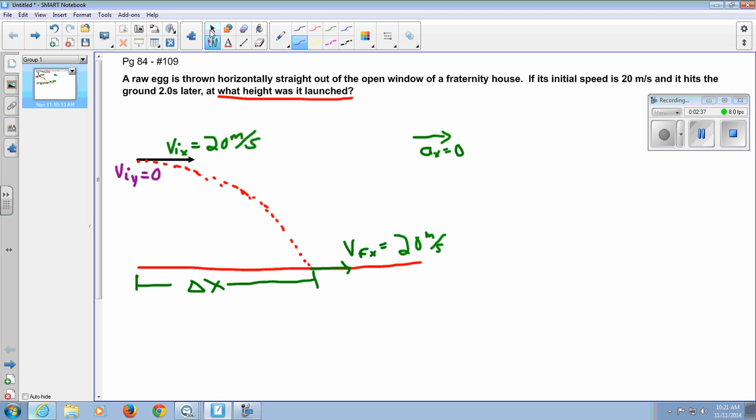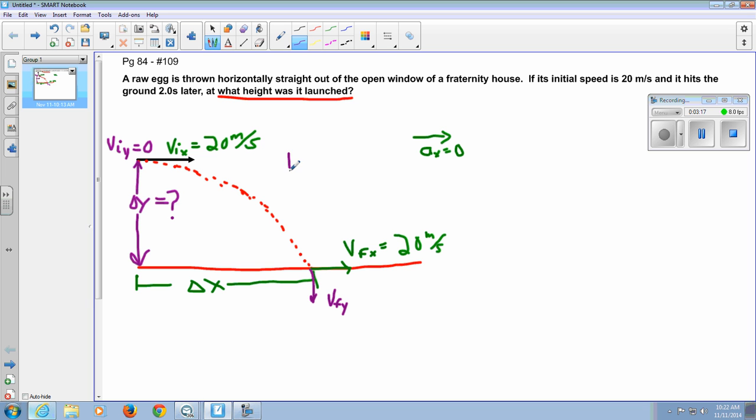So I will move this up here because I also want to put in that the displacement in the y direction, we don't know. And in fact, that's the question. What height was it launched from? So if we can figure out the displacement, we can figure out the height that it's launched from. Now, I don't know what the final velocity is in the y direction. Maybe I need it, maybe I don't.